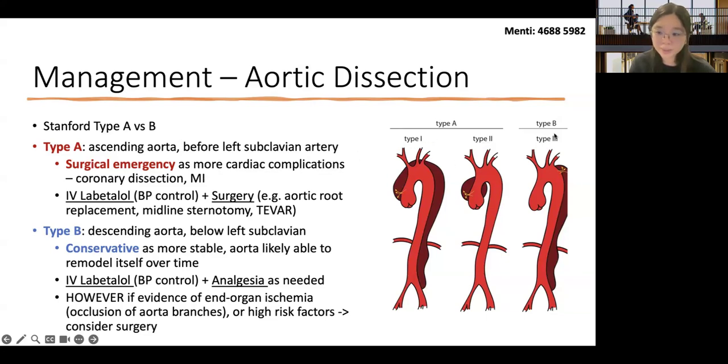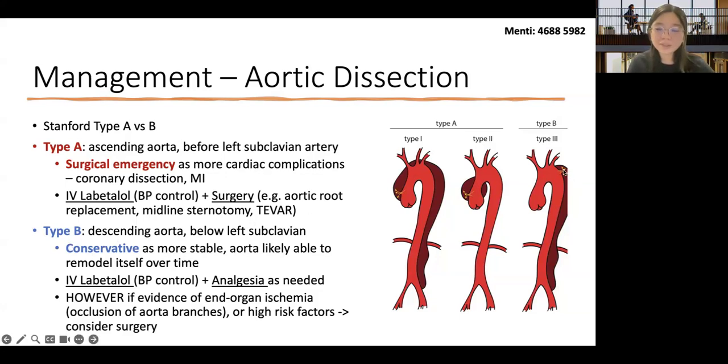The types A and B really determine how much of an emergency it is. So if it's A, it's much nearer the heart, it's a surgical emergency. You would like to do an aortic root replacement. Some cardiac complications that make it so dangerous are coronary dissection. That's when the false lumen tracks right into the coronary arteries as well and obstructs the flow. Then you would have ACS on top of everything.